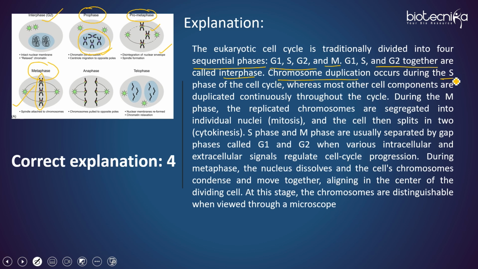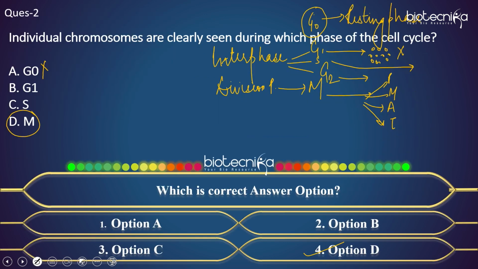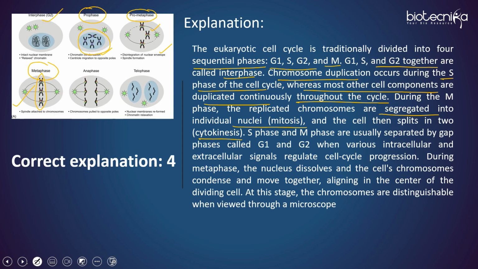Chromosome duplication occurs during the S phase of the cell cycle, where most cell components are duplicated continuously throughout the cycle. During the M phase, the replicated chromosomes are segregated into nuclei, and that will be followed by cytokinesis. So in the mitotic phase, firstly karyokinesis will take place and then cytokinesis. That's why chromosomes are better seen in the M phase of the cell cycle. So this is the explanation for question 2.